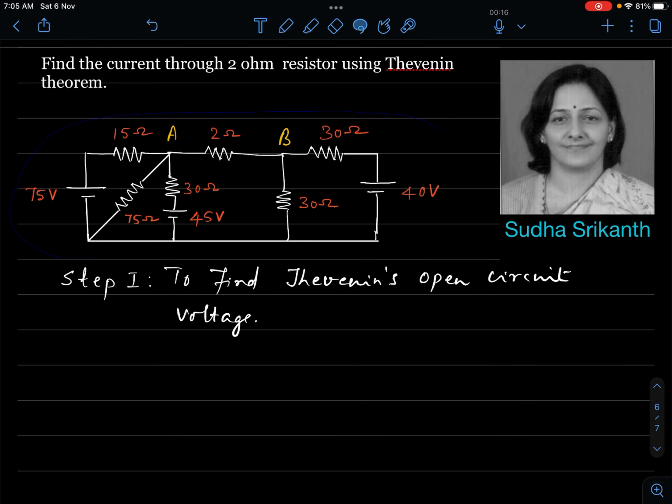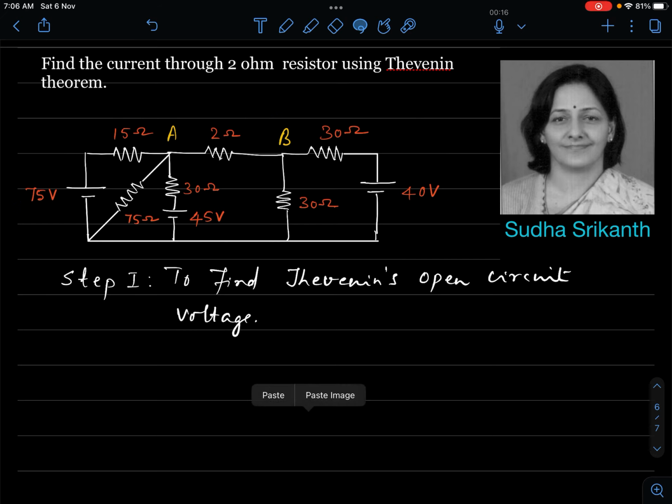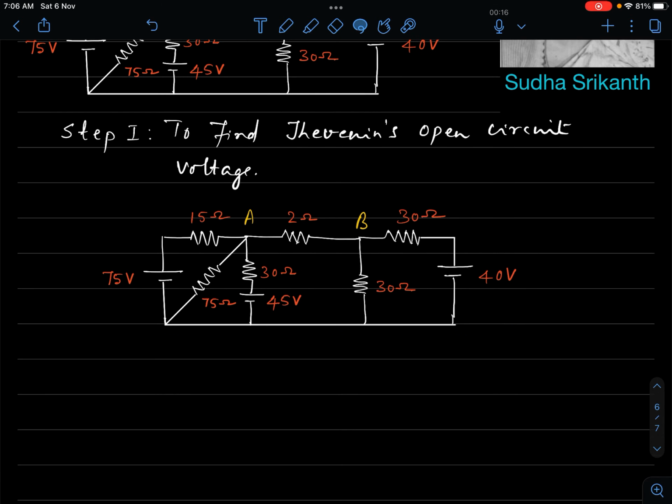So I will reproduce this network. I'll pick it up. I picked it up. Then I'll paste it here. Okay, so I've pasted this network. Now I have to create an open circuit. Where do I create an open circuit? I create an open circuit between A and B.